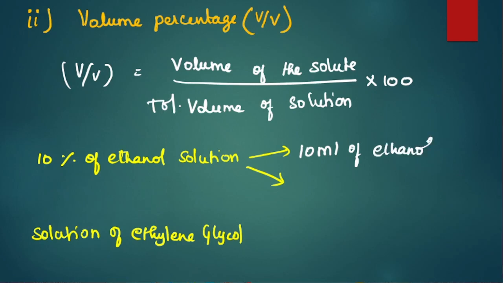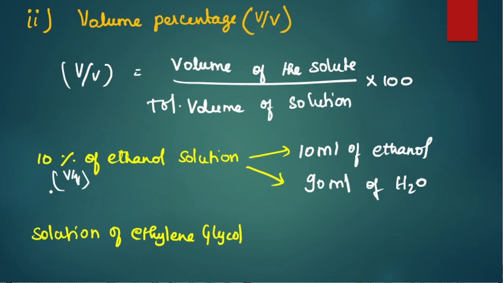10 ml of ethanol dissolved in 90 ml of water. Here it is ml, because it is volume percentage. So 90 ml of water is going to be called as what? 10% volume by volume ethanol solution. 10% volume by volume ethanol solution means what? 10 ml of ethanol dissolved in 90 ml of water.